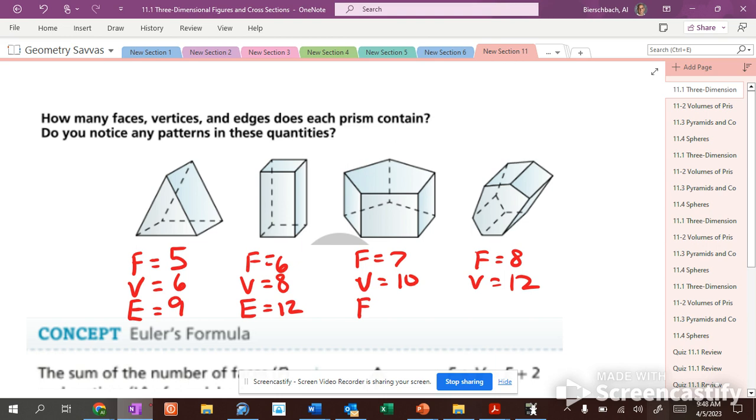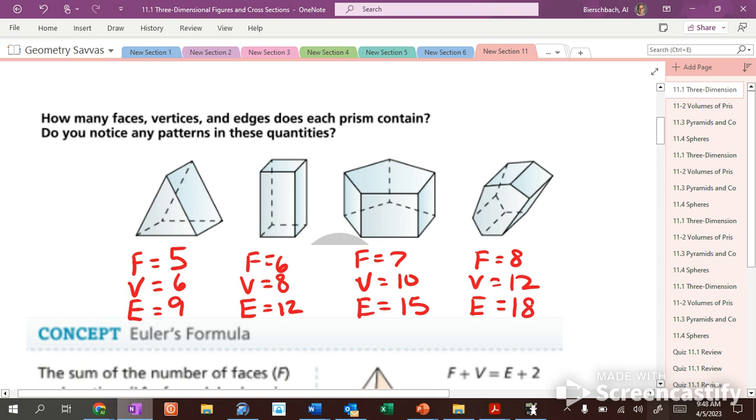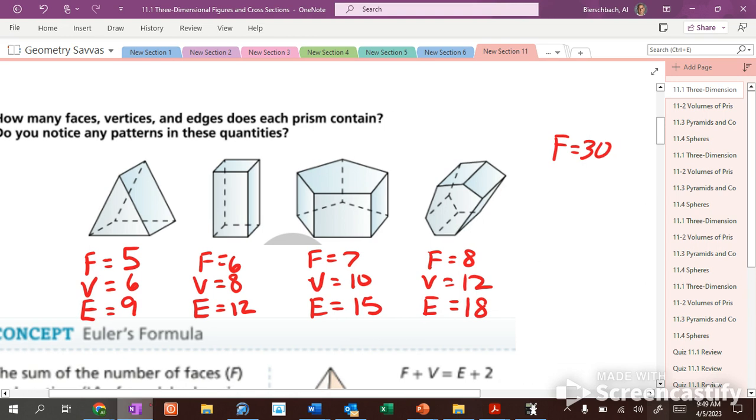Do you trust her and her logic? Yes. I trust her logic. The faces go by 1, and the vertices go by 2, and the edges go by 3. Yep. But what if we have some random figure with 30 faces and 36 vertices? How many edges would it have?